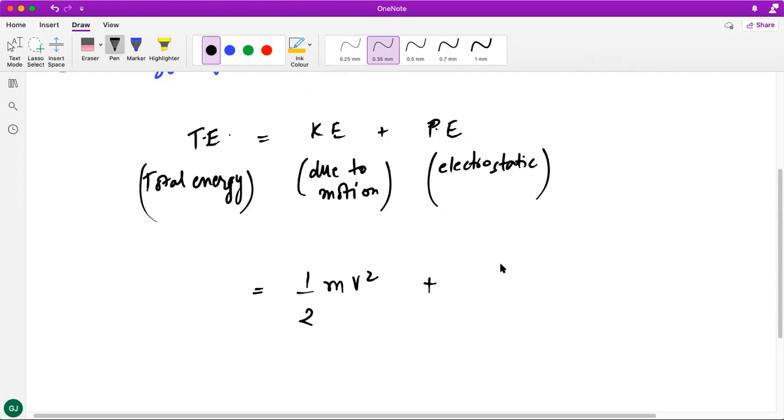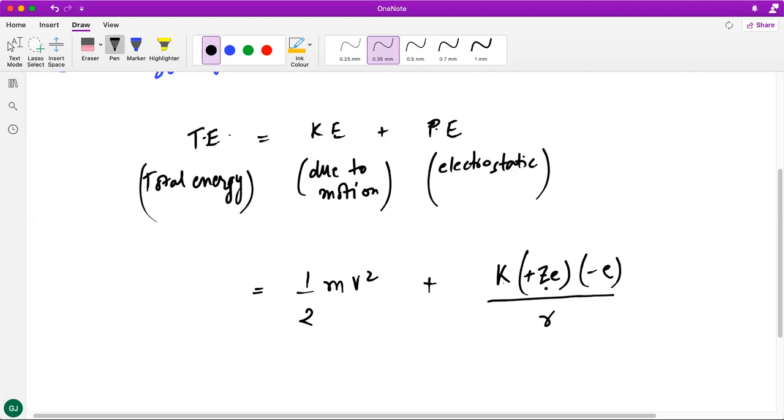However, again, I will ask you to again take a leap of faith with me. When I will be writing electrostatic potential energy, it will be K Q1 Q2 upon R. So K is the electrostatic force constant.